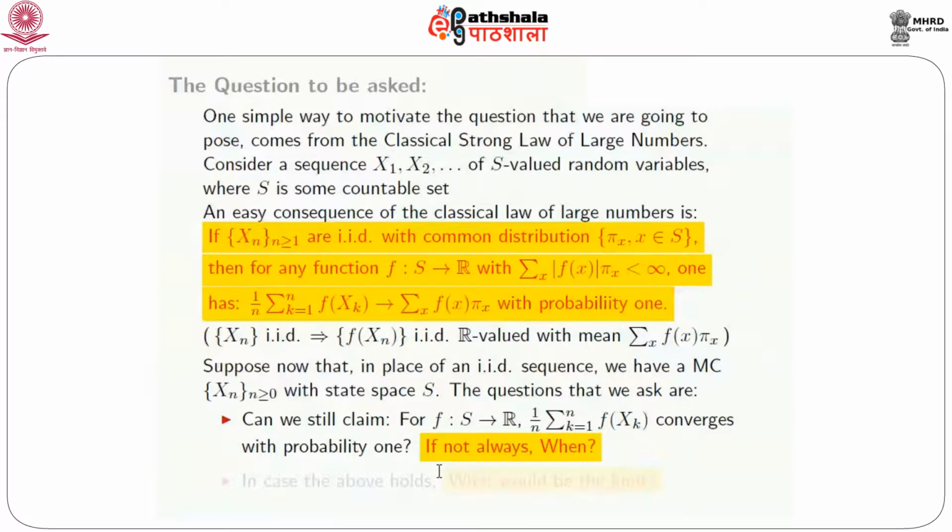If not always, when does it converge? And secondly, it's only converging. In the case of IID, we know that it converges to what? So that question comes up here also. In case the above holds, that means that (1/n) summation k equal to 1 to n f(Xk), suppose it converges with probability 1, what would be the limit? Because here there is no question of common expectation, etc. The Xn's now are not identically distributed. So what would be the limit? So these are the questions that we're going to ask.